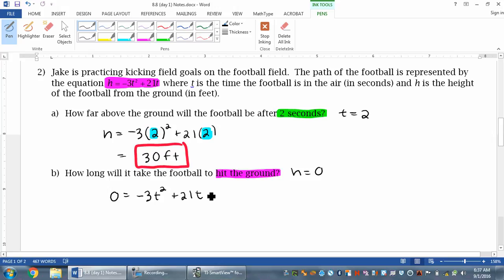Solve for t. Well, we have a quadratic equation, so remember we're either going to do the quadratic formula, factor, or inverses, that's square roots. We'll just have that linear term. Let's go ahead and factor.